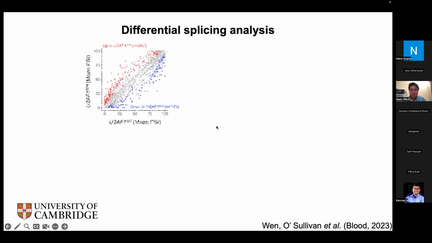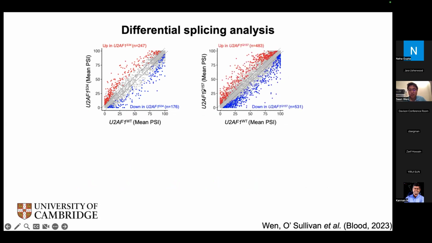And so for differential splicing analysis, we found 247 exons that are upregulated in the S34 patients and 176 exons that are downregulated in the S34 patients. For the Q157 patients, we found 483 exons that are upregulated and 531 exons that are downregulated. And so you would think, okay, the two mutations affect the same gene, which is U2AF1. Could this also mean that they lead to the same kind of splicing events that are dysregulated?